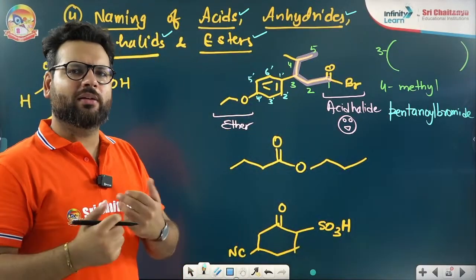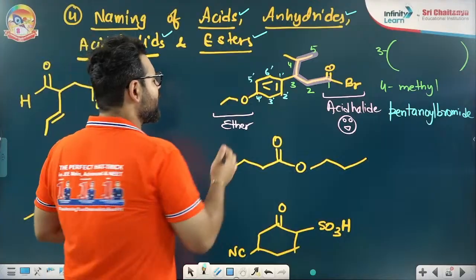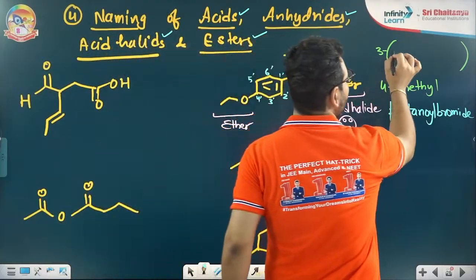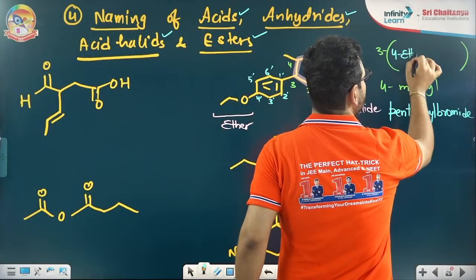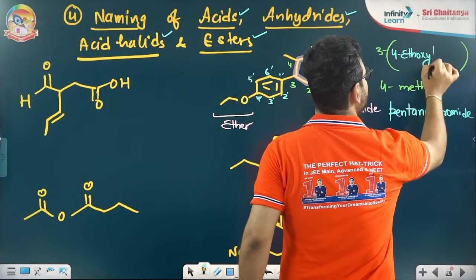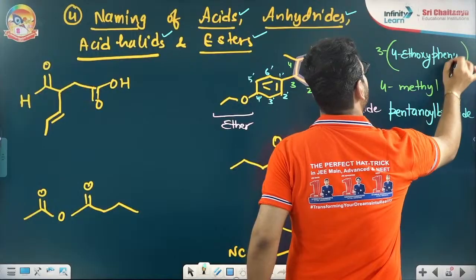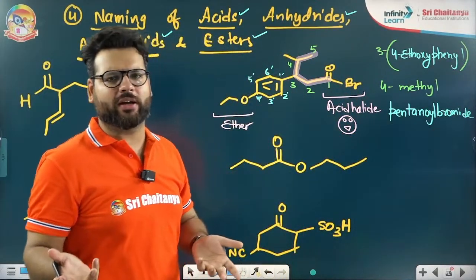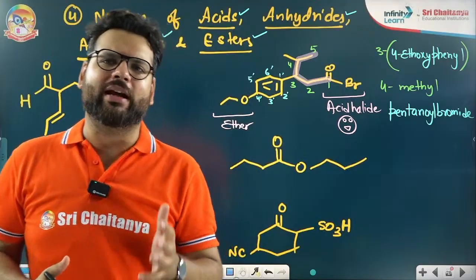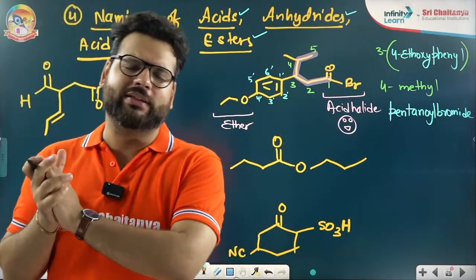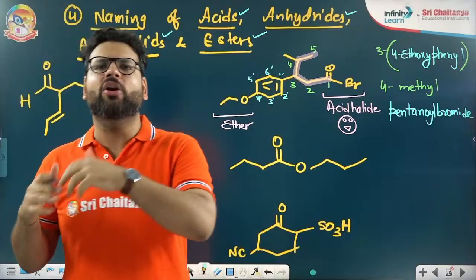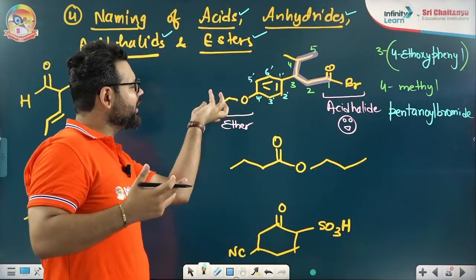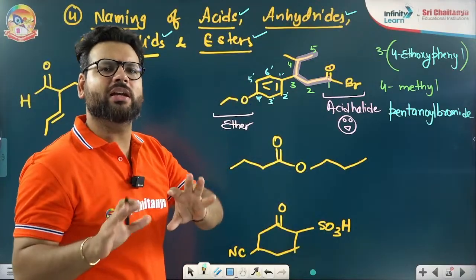This is a phenyl. What type of phenyl? 4-ethoxyphenyl. It's a 4-ethoxy. It's a phenyl, it was just a benzene ring. You know that a benzene ring's name is phenyl whenever it is a side chain. It's a phenyl, but not a normal phenyl. It's a phenyl which is substituted at 4th number by an alkoxy. Which alkoxy? Ethoxy.